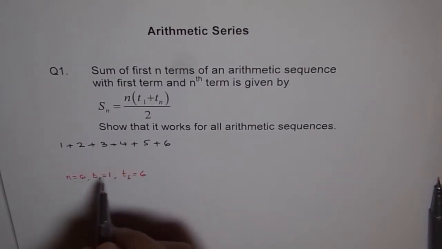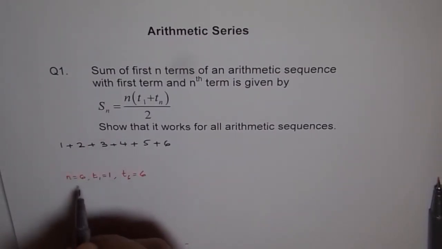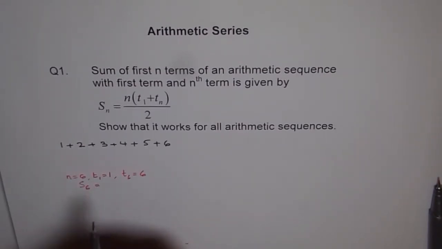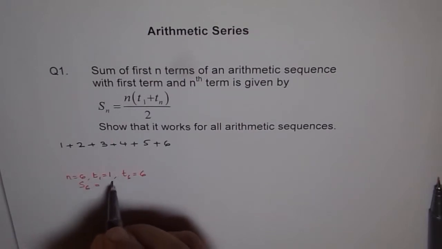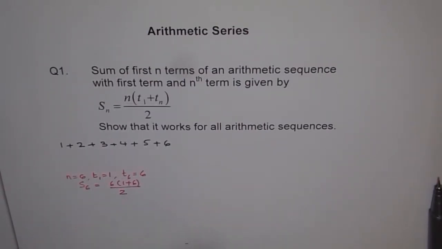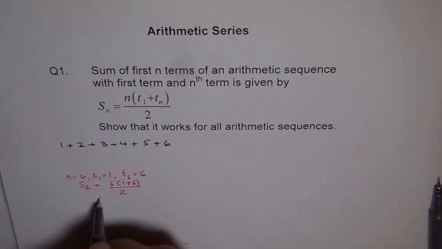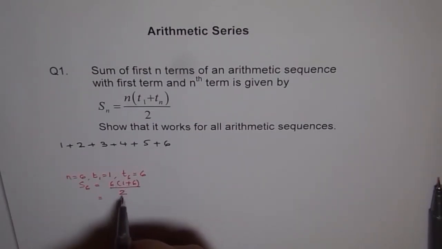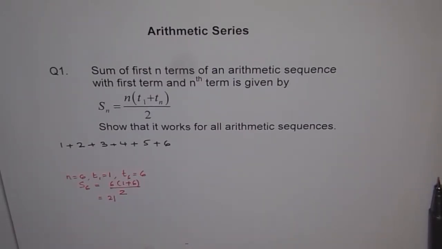If we plug in all these numbers here, we get the sum of first 6 terms, which is equal to 6 times (1 plus 6) divided by 2. And this is equal to 6 times 7 divided by 2. 6 divided by 2 is 3. 3 times 7 is 21. Correct. That is what you get from the formula.